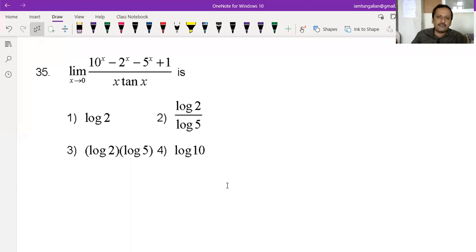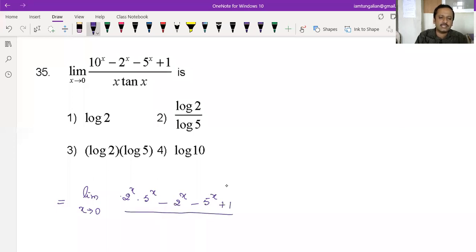Usually I say whenever we get 0 by 0, we go for L'Hospital's rule. But this is an exception because it's somewhat complicated to differentiate. I mean, that x into tan x, the product rule you have to use. It will take more time. Instead, I would suggest another method. I'll write 10 to the power x as 2 to the power x into 5 power x, minus 2 power x minus 5 power x plus 1, divided by x into tan x.